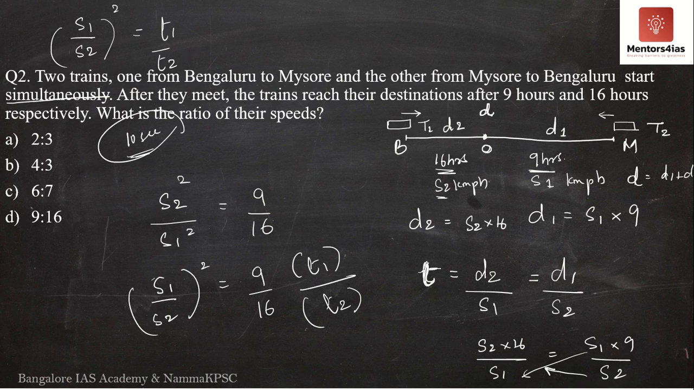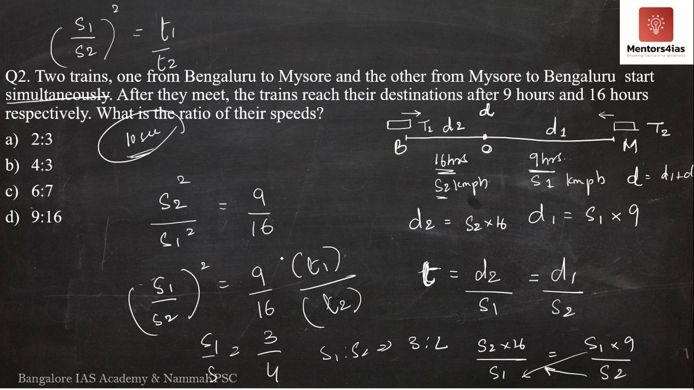Maybe there could be websites or books which will give you the shortcut straight away, but I have explained how you get this shortcut itself so that you don't have to remember it. So S1 by S2 whole square is equal to 9 by 16, where the question is asking for the ratio of their speeds. Therefore S1 by S2 is nothing but root of 9 by 16, that is 3 by 4.